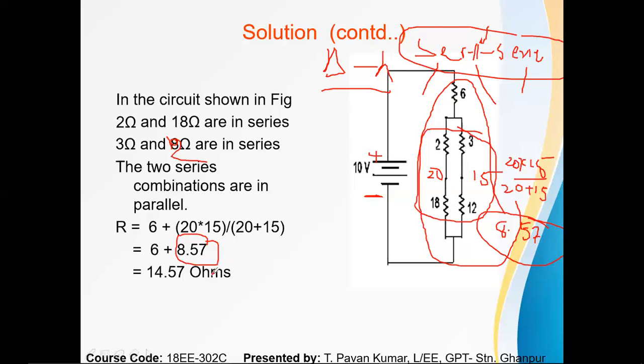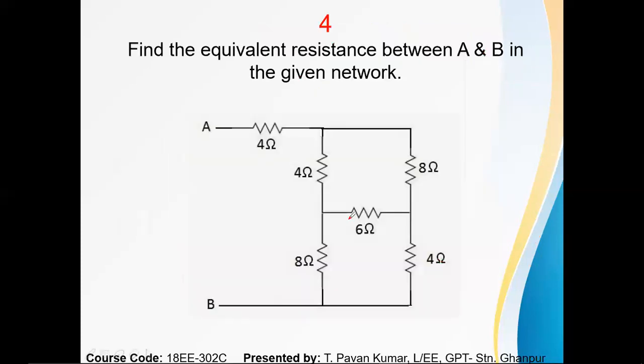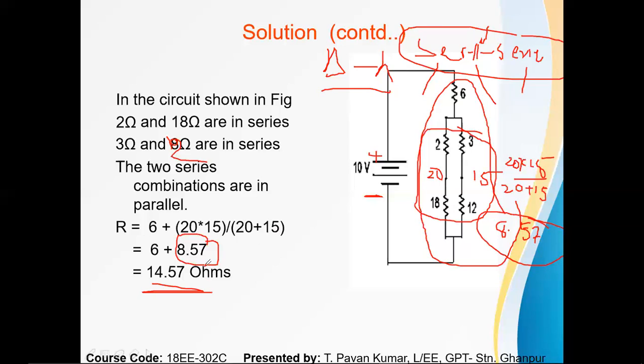So hence my total resistance between these two terminals is 14.57 ohms. After the completion of this reduction, you need to redraw the circuit. That is called the final circuit. So let me draw the final circuit by indicating these result values.